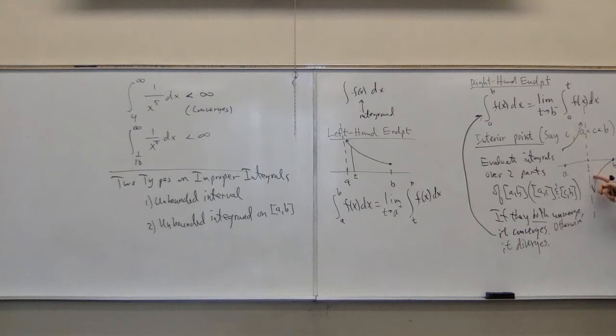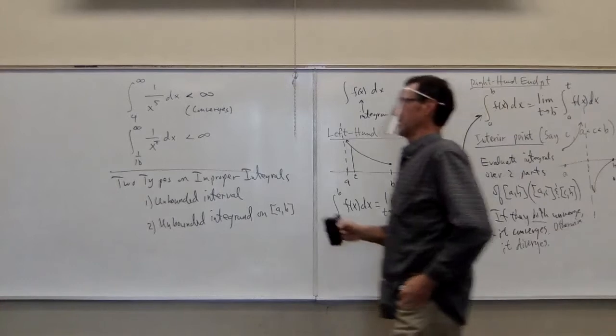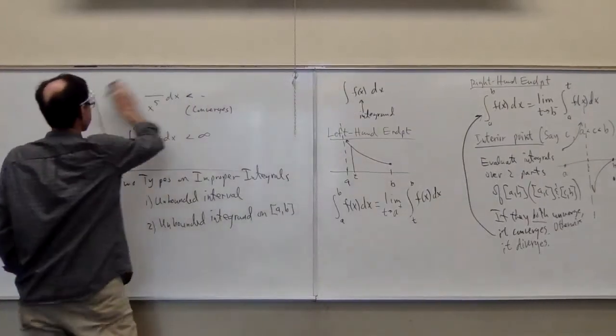If it converges, then the original integral converges to their sum. If one converges to 5 and the next one to 7, then the overall converges to 12. If this one converges to 5 and this one diverges, that guy diverges. They both have to converge. And then we get a value, we can add them up because we're integrating over the two parts of the interval.